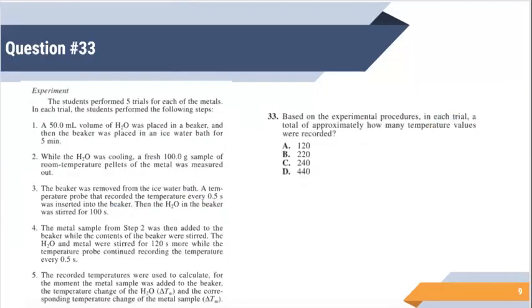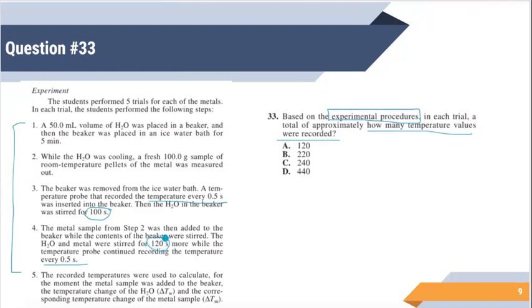All right, last question, number 33. 33 asks, based on the experimental procedures, aka the steps of the experiment. This is the only one where you actually have to read the steps of the experiment. They say, in each trial, a total of how many temperature values were recorded? So again, I'm not going to read this whole thing. That would take forever. This is a timed test. I'm just going to skim for temperature. Okay, and here I see they're going to record the temperature every half second for 100 seconds. And then they're going to record it again every half second for 120 seconds.